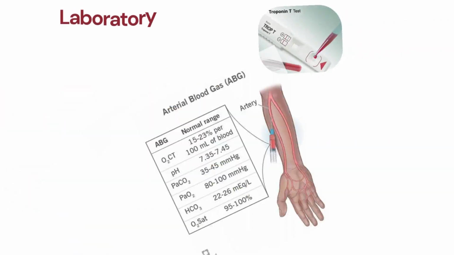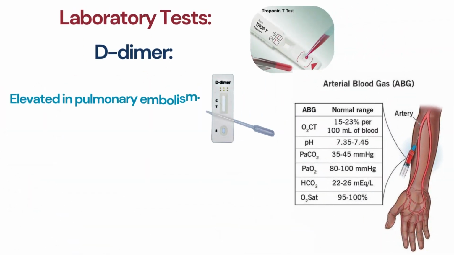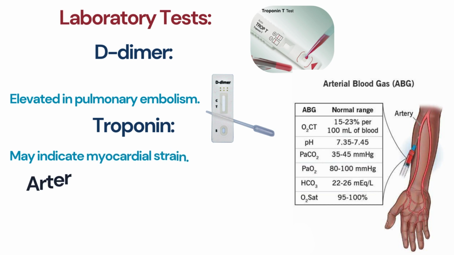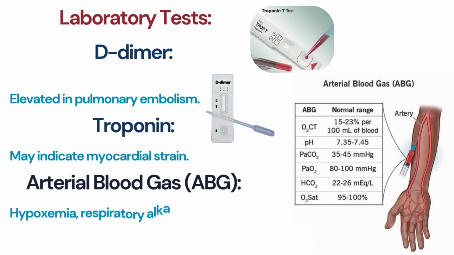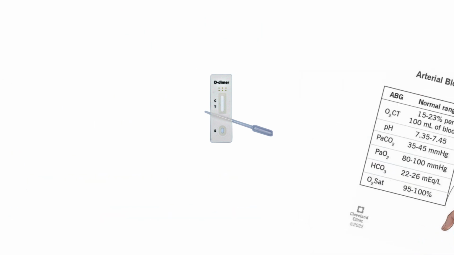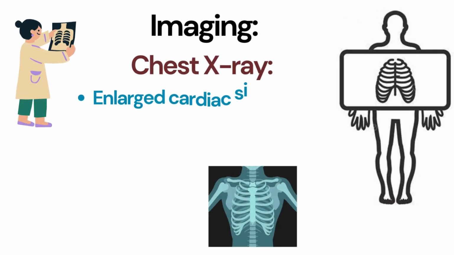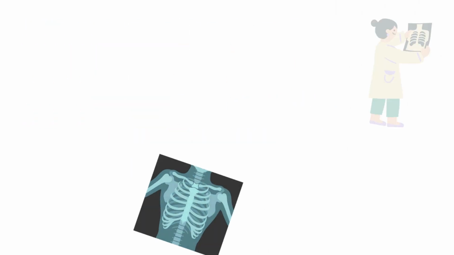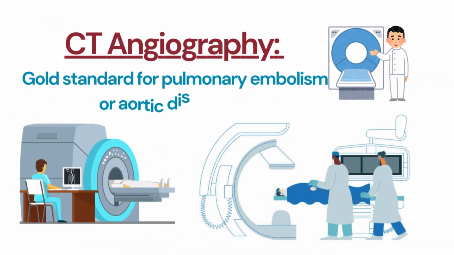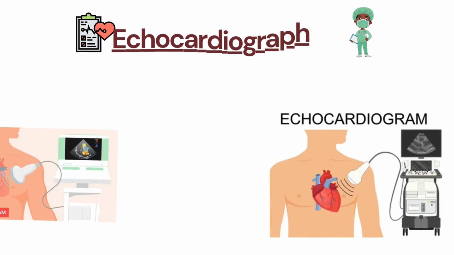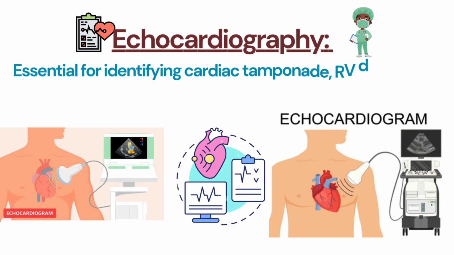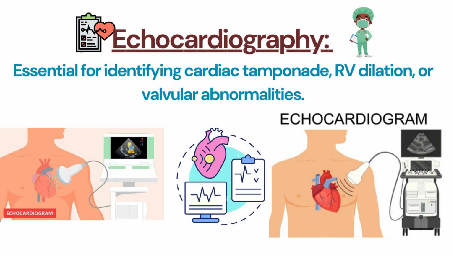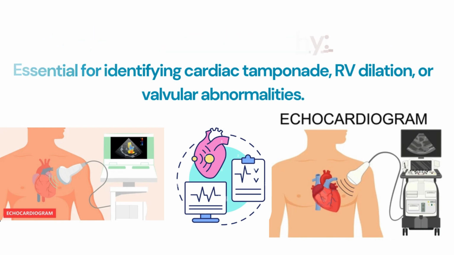tamponade. Laboratory tests, including elevated D-dimer in pulmonary embolism, troponin to indicate myocardial strain, and arterial blood gas showing hypoxemia or respiratory alkalosis. Imaging. Chest X-ray: enlarged cardiac silhouette in tamponade, pneumothorax visible. CT angiography: gold standard for pulmonary embolism or aortic dissection. Echocardiography: essential for identifying cardiac tamponade, right ventricle dilation, or valvular abnormalities.